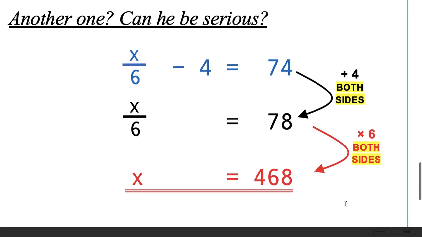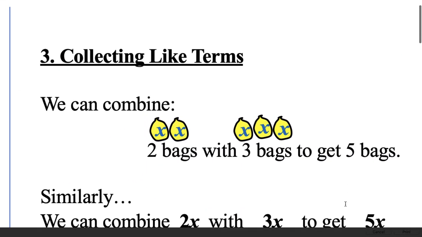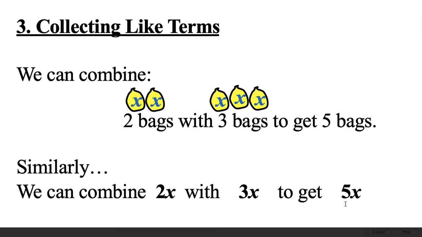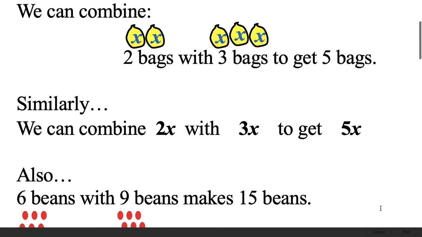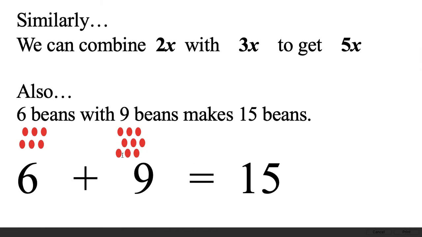Another one, I think. Let's have a look. Oh no, so a new bit of the notes. Collecting like terms. So you can combine things of the same type. You can combine 2 bags of jelly beans with 3 bags of jelly beans, and it gives you 5 bags of jelly beans. So in a similar way, you can combine 2x with 3x to get 5x. 2x's plus 3x's make 5x's. And then also you can combine loose beans. So 6 beans with 9 beans makes 15 beans.